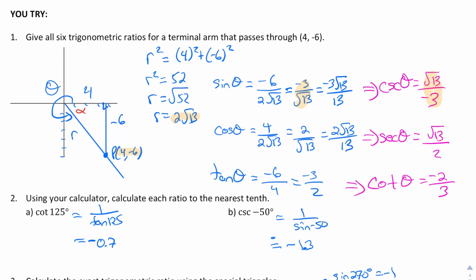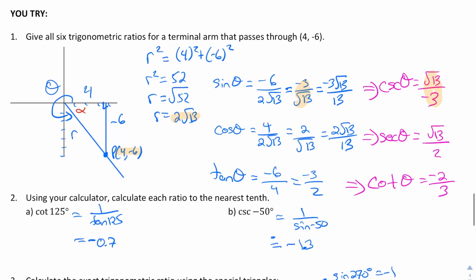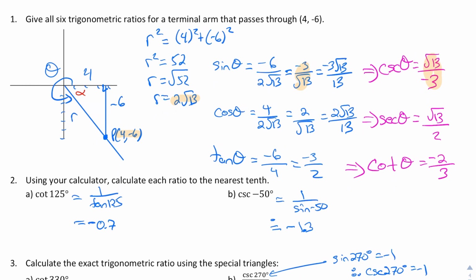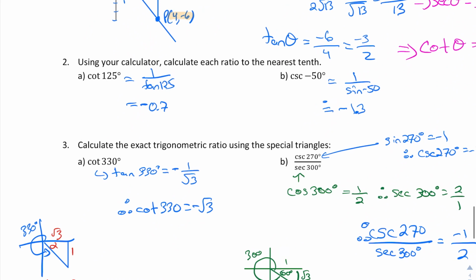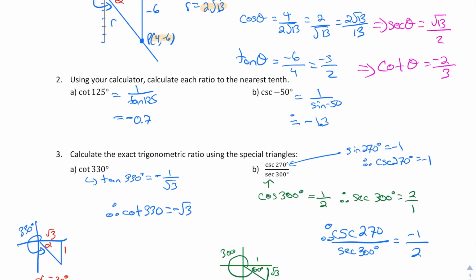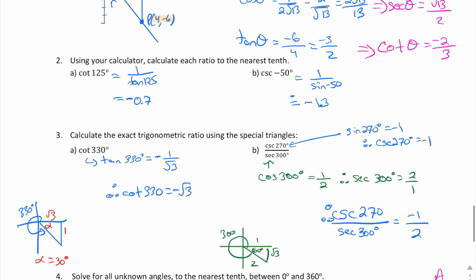Next one again is like the second one we did, which is using your calculator, calculate each ratio to the nearest tenth. So in this one, cotangent matches up with tangent, so I just flip it so it becomes 1 over that, and I punch that into the calculator. Same with this one, 1 over sine of negative 50, and it gives me the answer. I think the next two are where it gets a bit trickier.